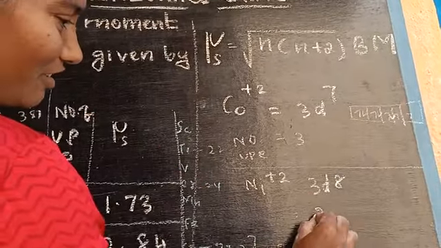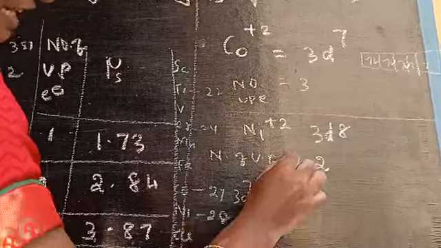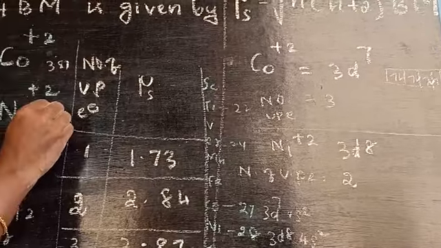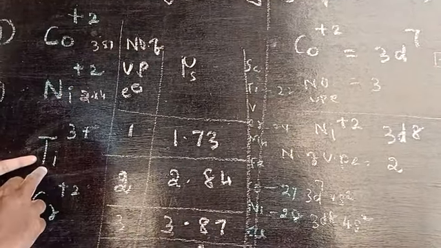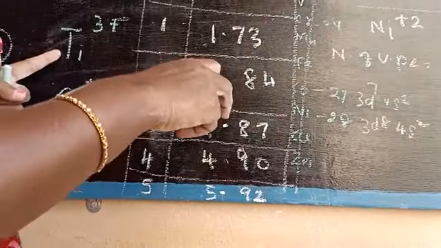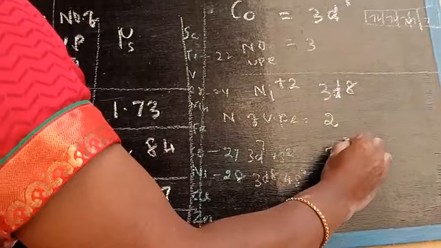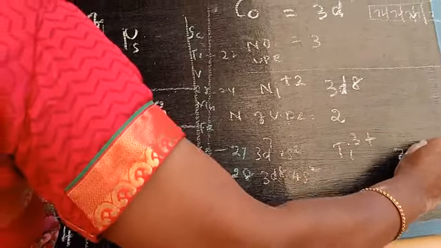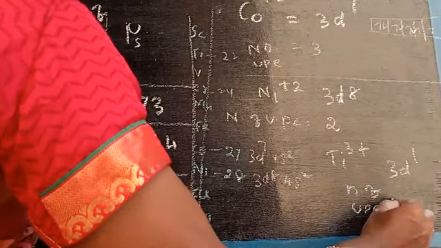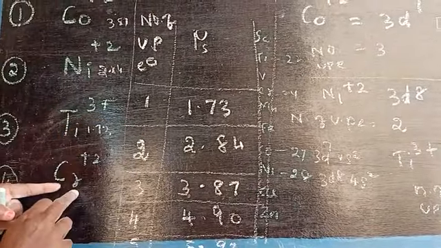Number of unpaired electrons is 2. So what about this? 2.84 for this one. Next, titanium. Titanium is 22, so 3d2, 4s2. So 3 plus, so 1. So titanium, that is 3 plus, 3d1. So number of unpaired electron is 1. So 1 means that is 1.73.